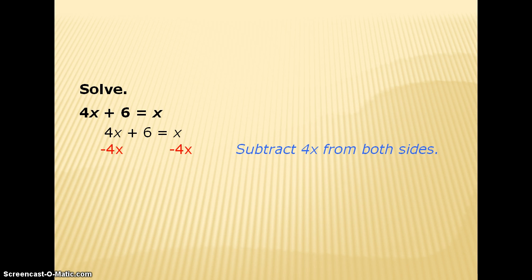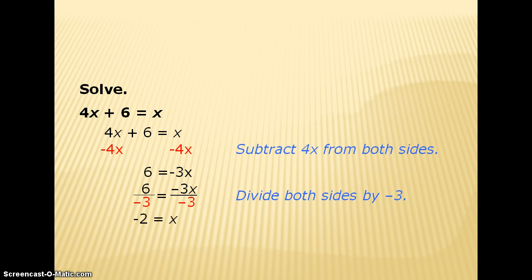And we can take x minus 4x because that's just like a 1x. So 1x minus 4x would give us negative 3x. So now the 6 is all by itself and equals negative 3x. Now it's a one-step equation like we're used to. Divide by negative 3 on both sides and x equals negative 2.